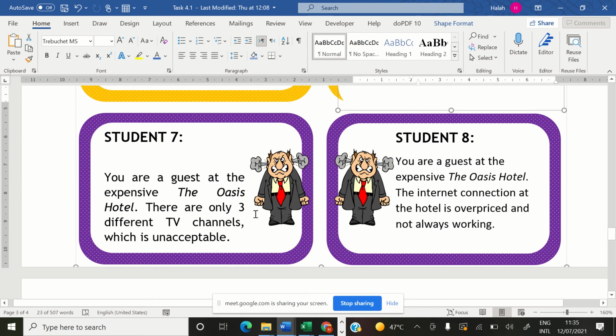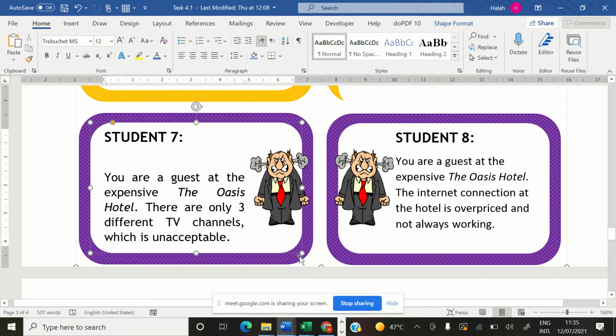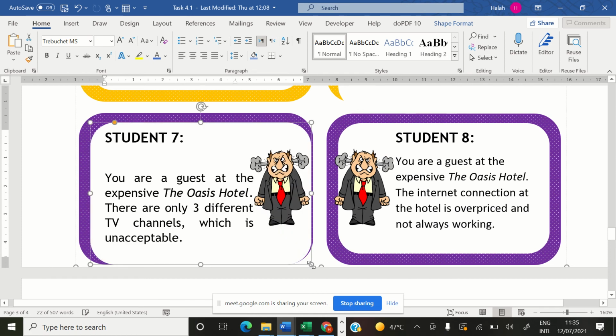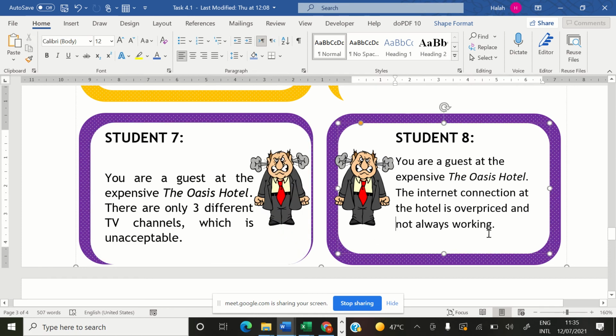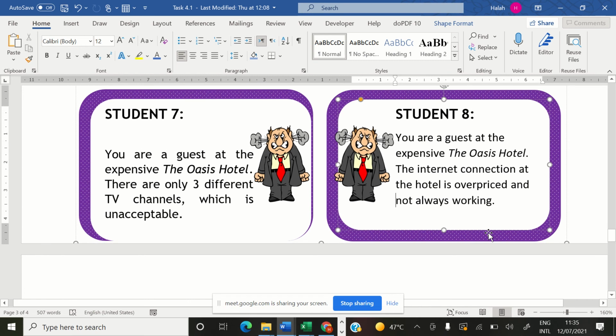Another case, you are a guest in a hotel. There are only 3 different TV channels, which is unacceptable. So you are complaining regarding the TV channels. Another case, the internet connection at the hotel is overpriced. So you are complaining regarding the price of the internet connection and that it is not always working.